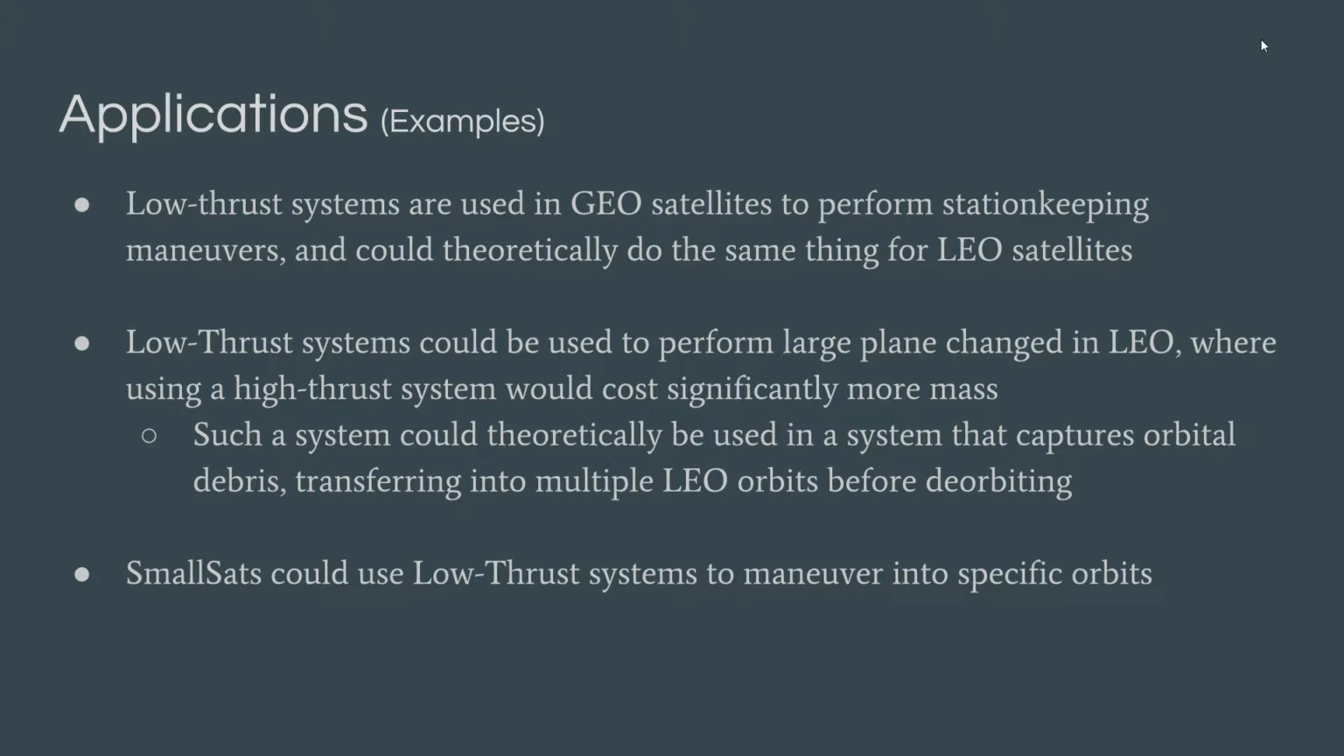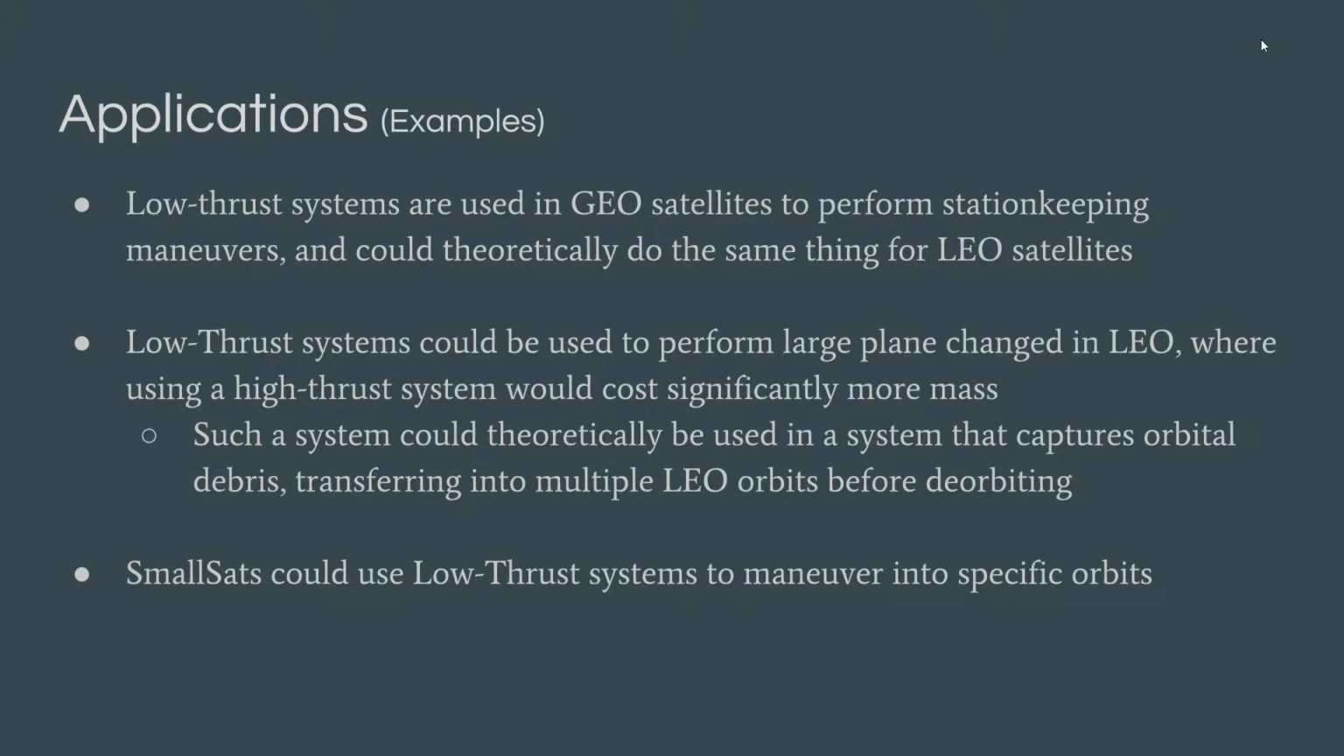So applications for low thrust systems: in geosatellites, there is station keeping that's performed, and that could theoretically be performed in LEO satellites with low thrust systems. Low thrust systems could also be used to perform large plane changes in LEO, where using a high thrust system would cost significantly more mass.